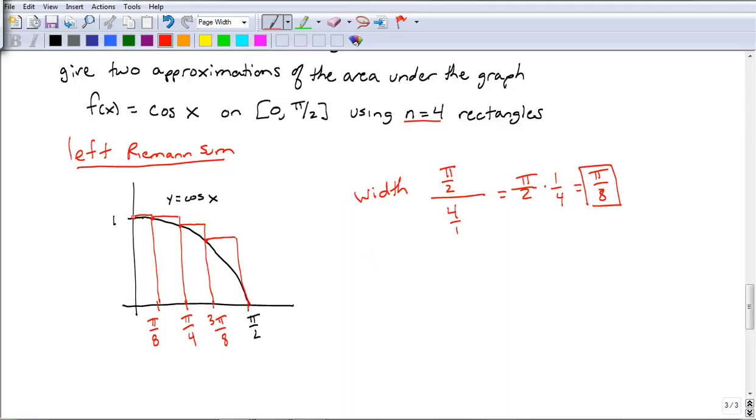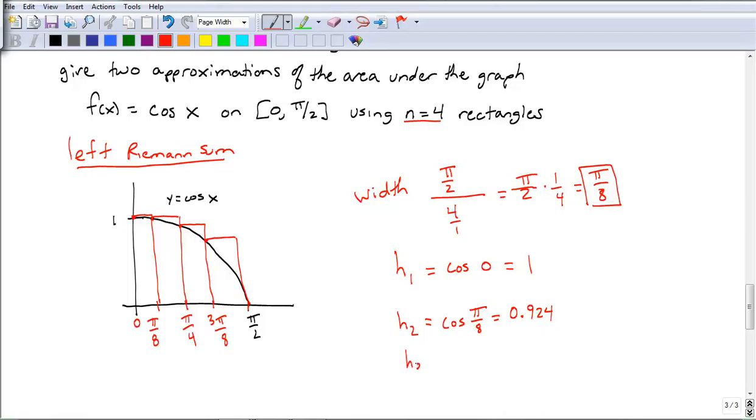Now this first point touches the graph at 0. And so the height of the first rectangle, h1, is what I get when I plug 0 into the cosine of x, which is 1. The height of the second rectangle is where pi over 8 gets plugged in to the cosine of x. Now if you're typing this into your calculator, make sure that you're in radian mode. Cosine of pi over 8 is 0.924. You have to be in radians for this to make sense.